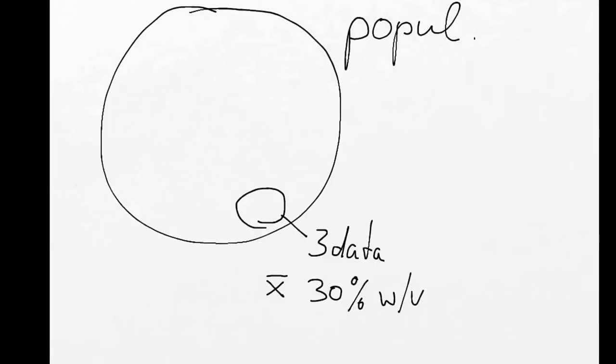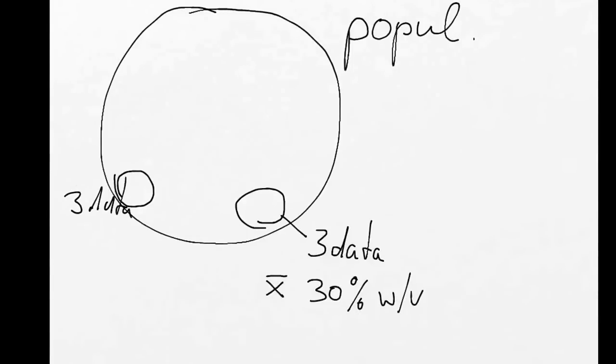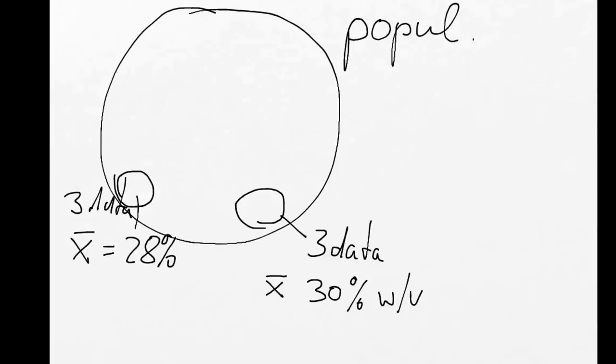Now, Tiffany did exactly the same experiment. She also took 3 data, let's say here, 3 data, and she found that the glucose concentration is 28%. Who's right? John or Tiffany?